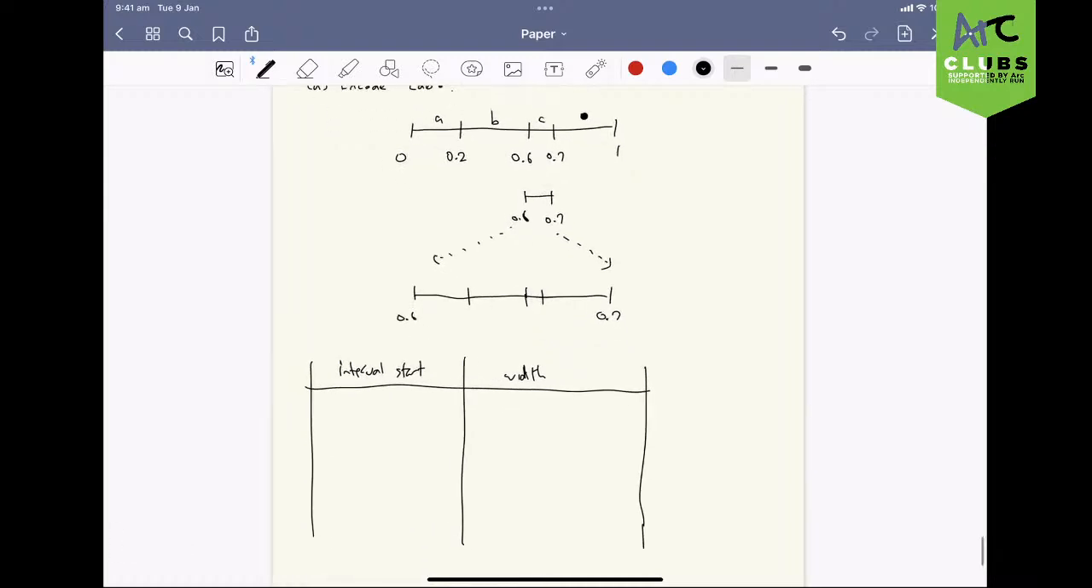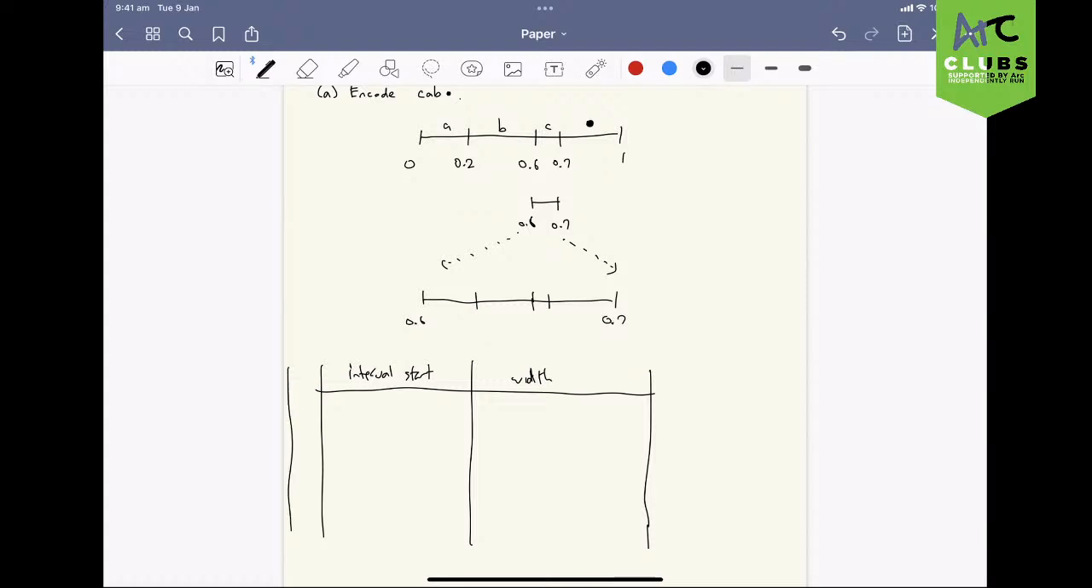The way it works is, since the first symbol, I guess we can put symbols here, since the first symbol was C, we chose the interval 0.6 to 0.7 over here. So the start of that is going to be 0.6 and the width of it is 0.1. It's only 0.1 wide. Okay, that's just C done. We're currently at an interval that starts from 0.6 and it's 0.1 wide.